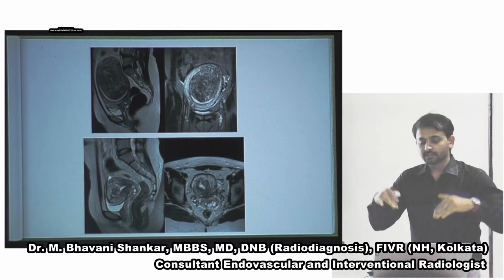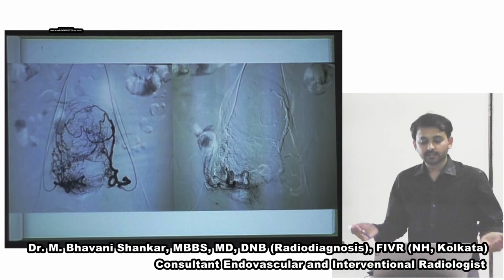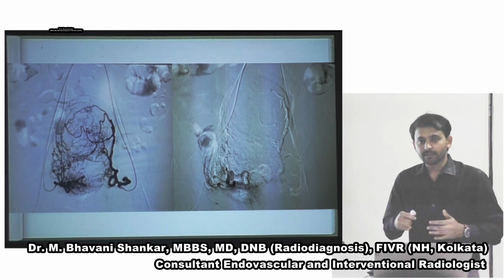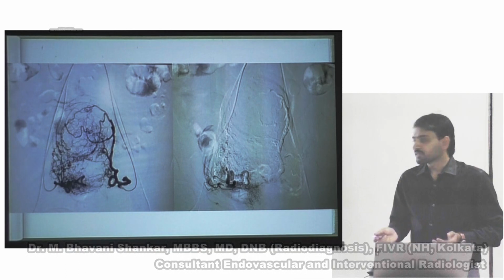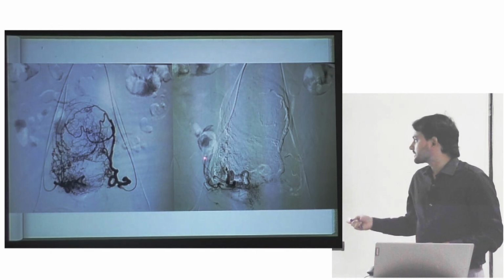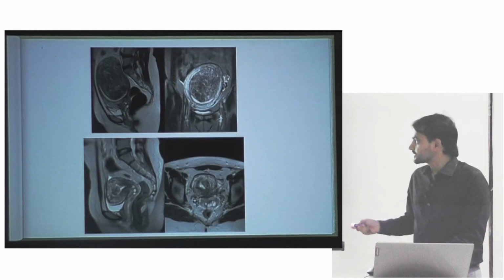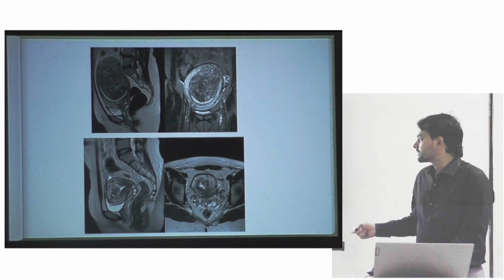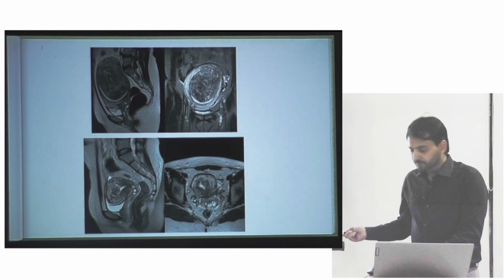So we took bilateral iliac arteries access and bilateral uterine artery selective cannulation, and we will embolize both uterine arteries selectively. And this is the fibroid blush. This is after embolization. So this is the large fibroid. This one is the large fibroid after 6 months follow up. So this has almost turned out to be negative.